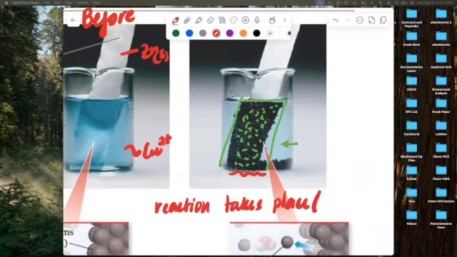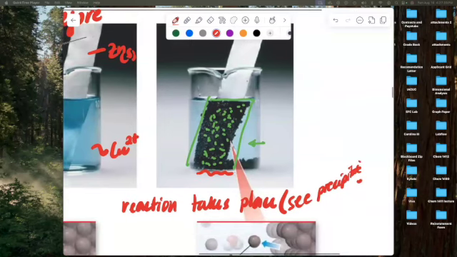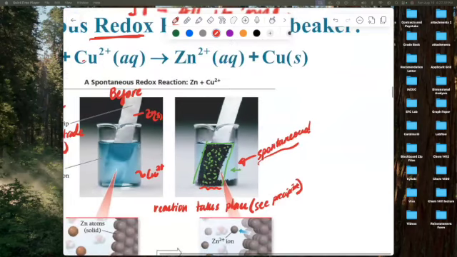Reaction takes place. How do we know that? Because we see precipitate. And just by the observation of the precipitate, we can conclude this reaction is spontaneous. So how are we making such a bold statement that it's spontaneous? Because there is no outside source of electricity facilitating this reaction. Just by bringing the two chemicals together, the reaction takes place, okay?